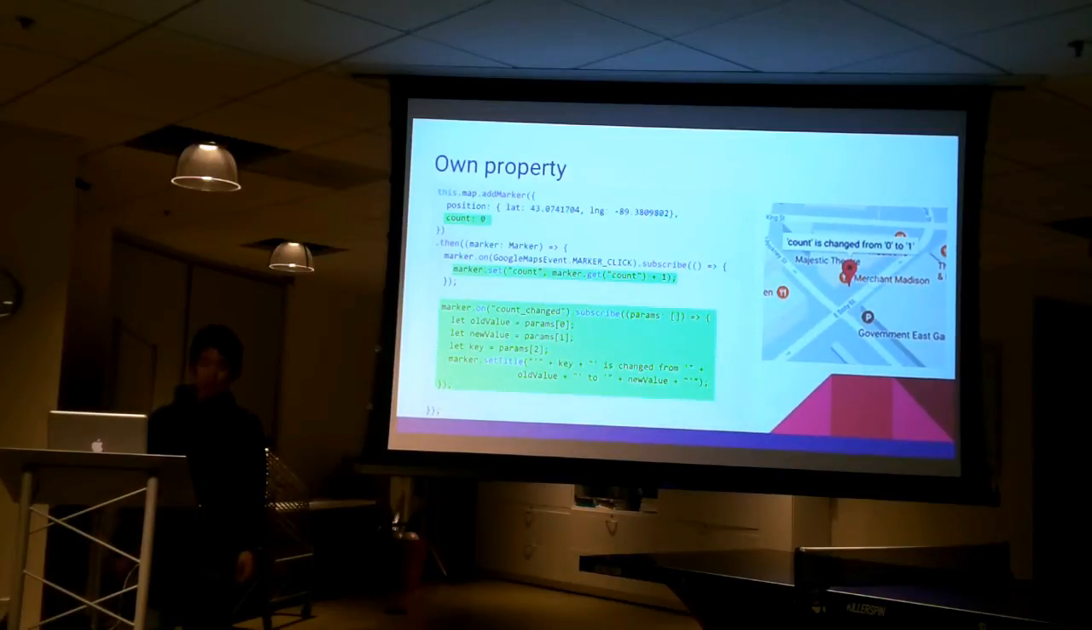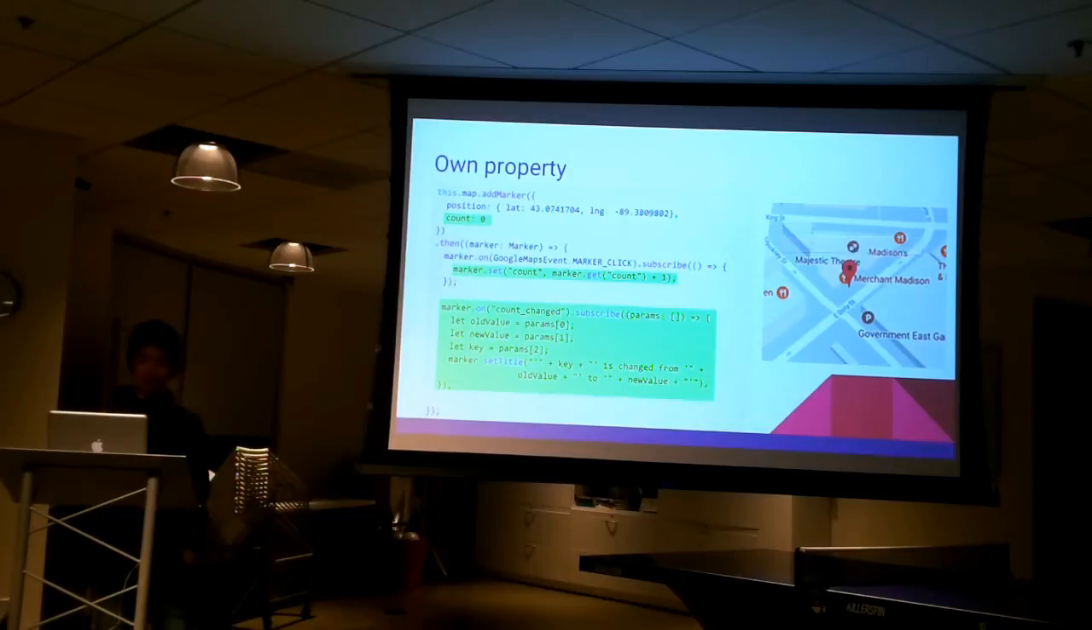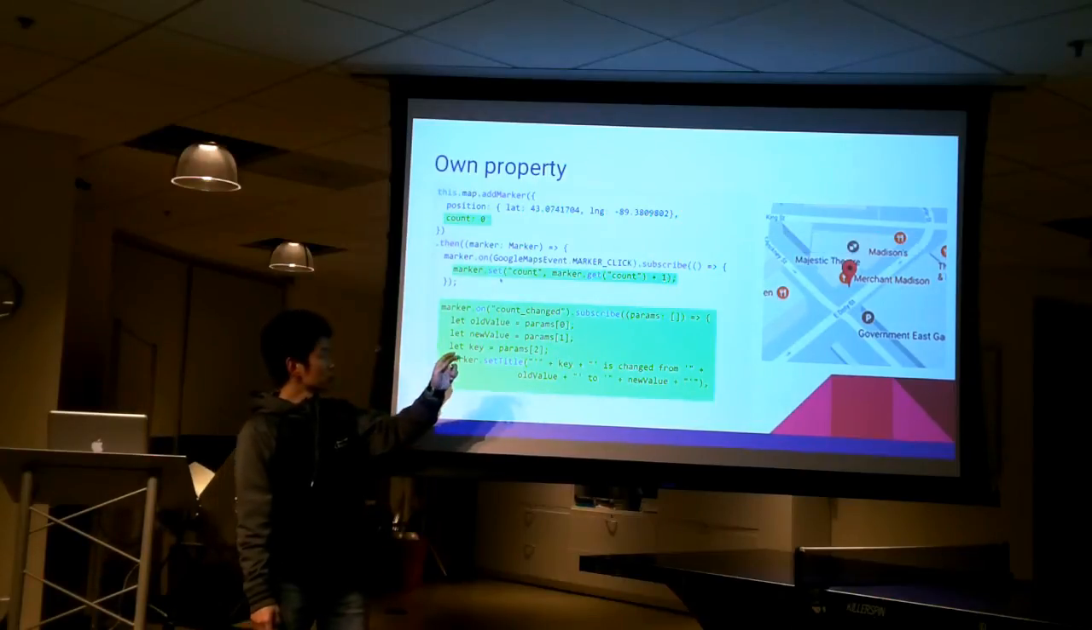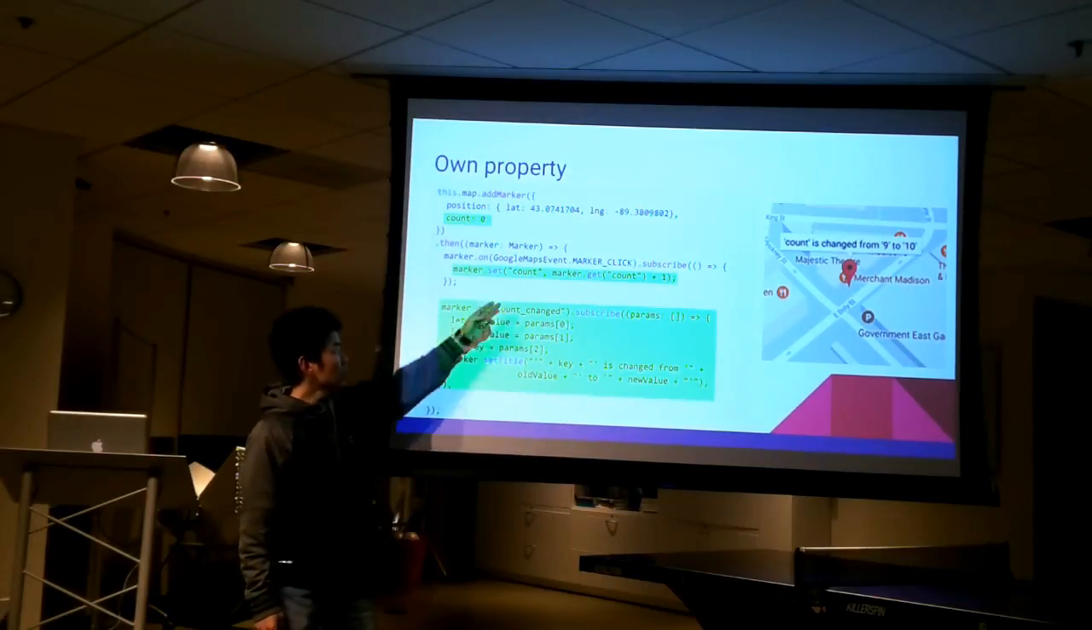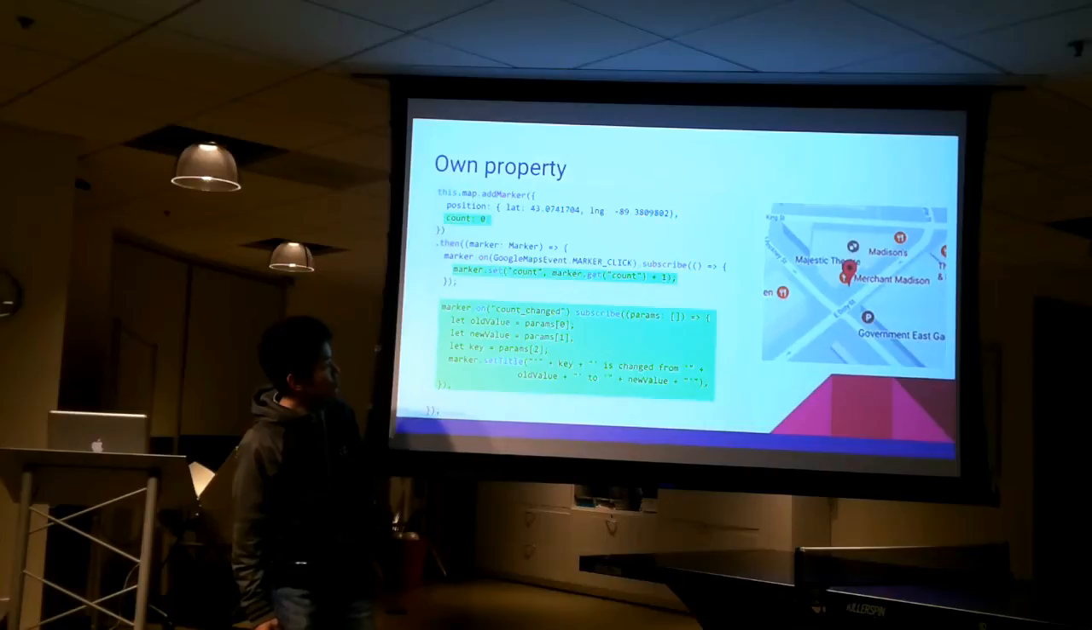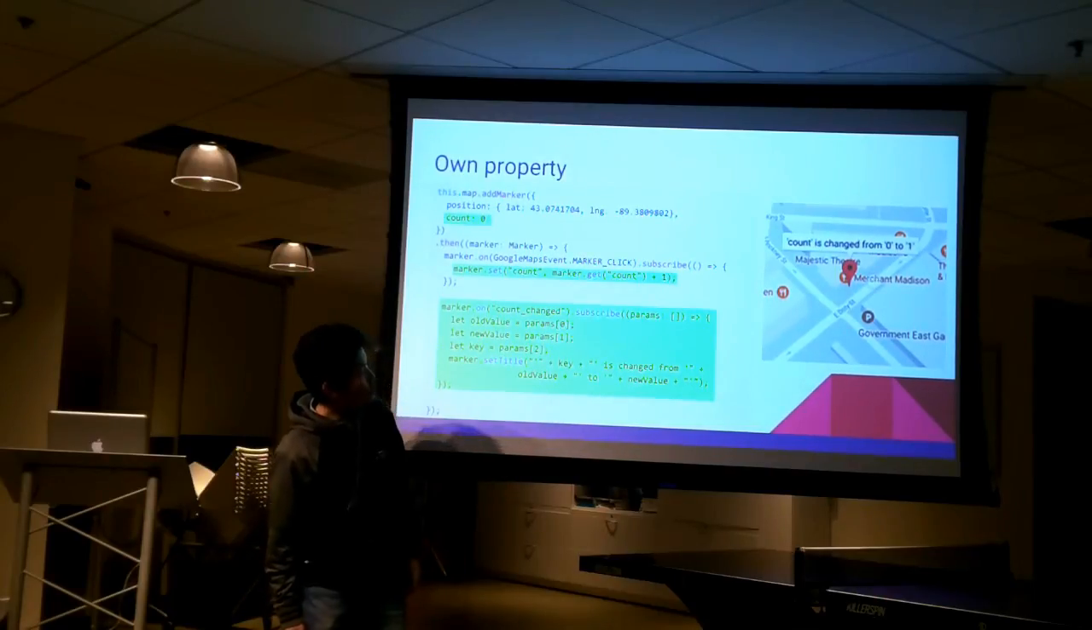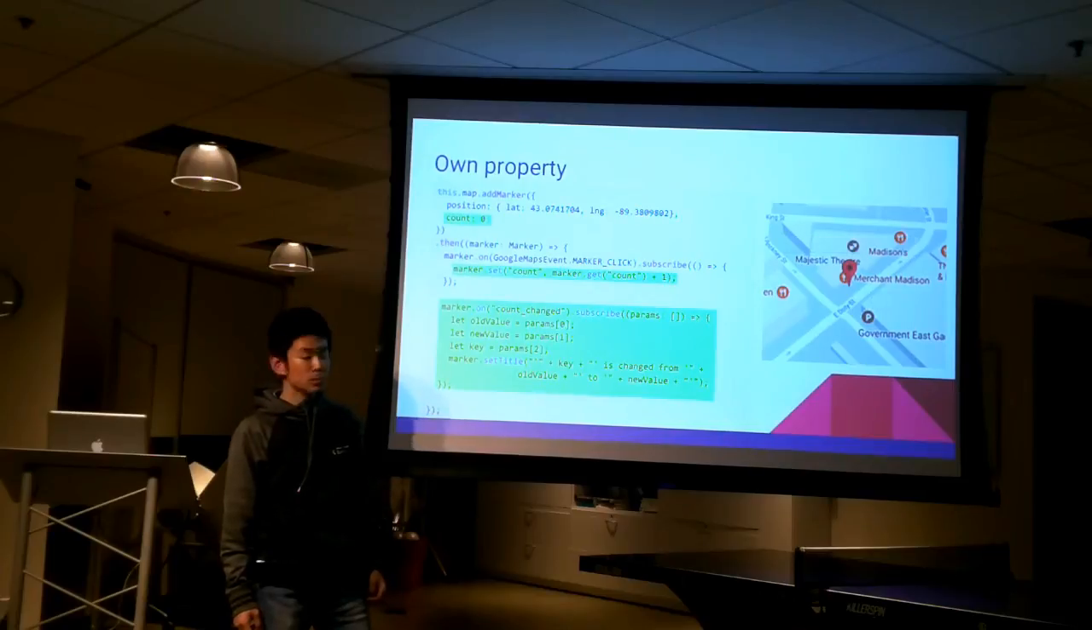So when you create a marker, you probably want to save data to the marker for one location, such as an ID or name, a person name or location name. You can include your data, and then you can get the data with the get method. This example is a count up, 0 to 1, 1 to 2, something like that.